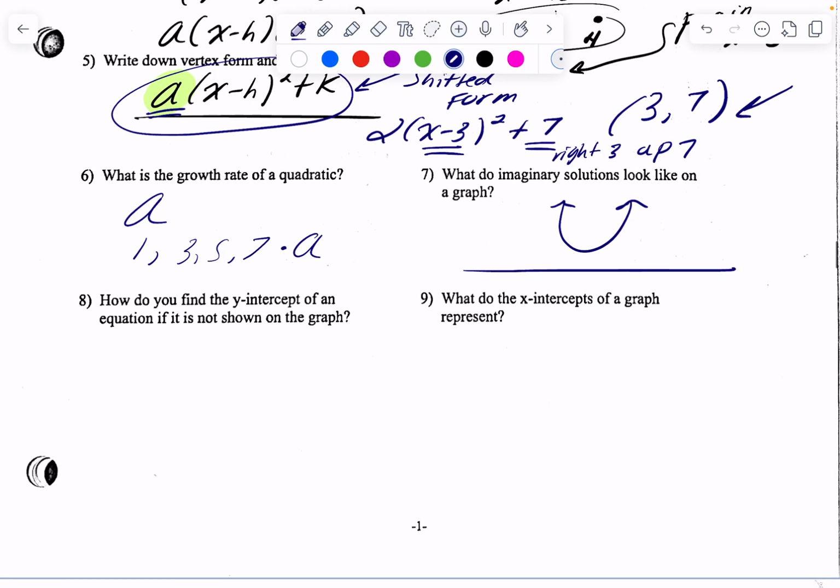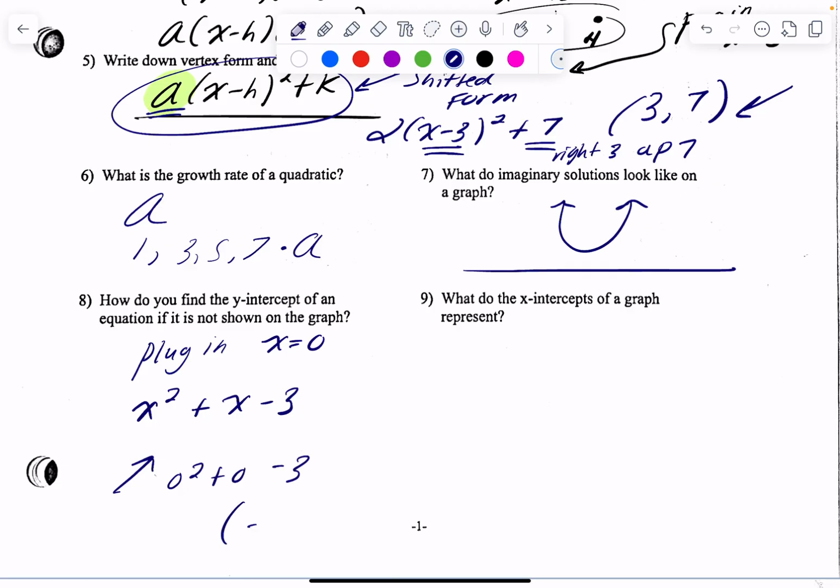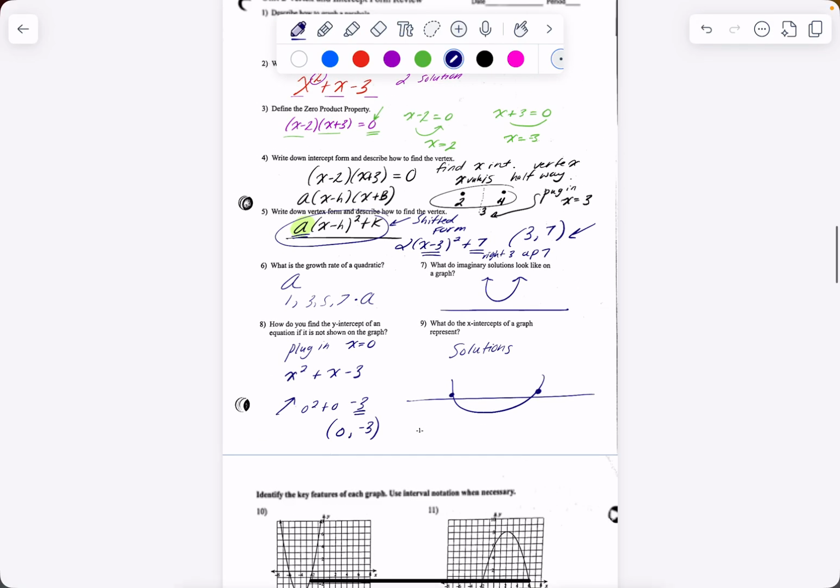How do you find the y-intercept of an equation? Plug in x equals 0, of course. So right here you'd plug in 0. That'd be 0 squared plus 0 minus 3, which would be obviously negative 3. So 0, negative 3. What do x-intercepts of a graph represent? Solutions. I don't know what they're going for there. Where it touches the x-axis. You know what I mean?